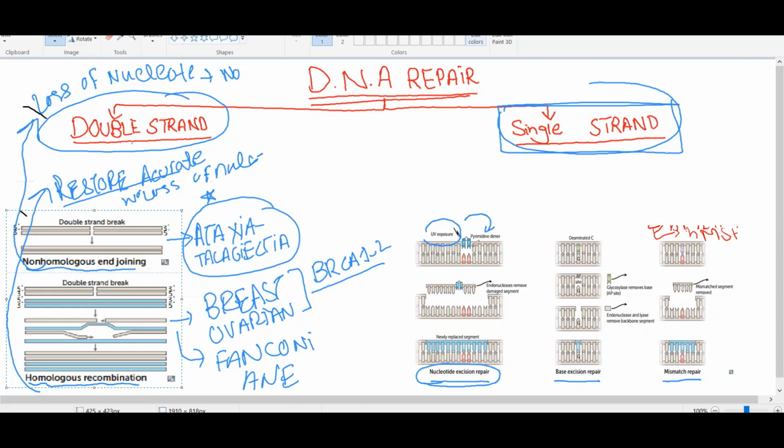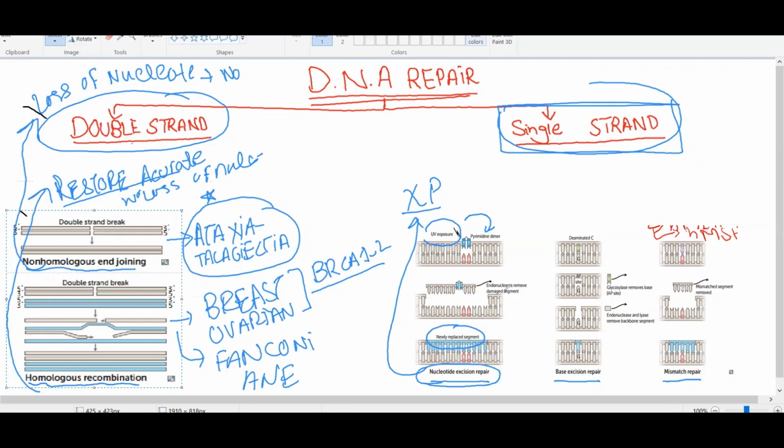Suppose this is a thymidine dimer, and this thymidine dimer is removed by the endonuclease, and then a newly replaced segment is formed. If this kind of repair does not take place, then this leads to XP disease, which is xeroderma pigmentosum. So what happens in xeroderma pigmentosum? These thymine dimers are not removed and replaced.